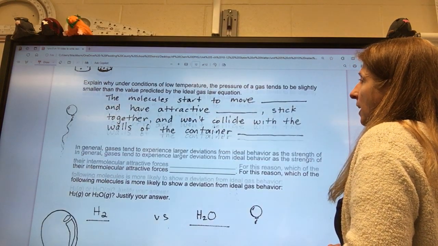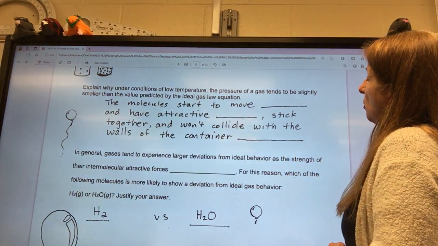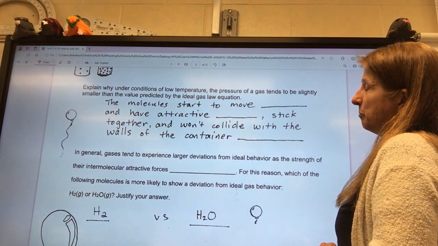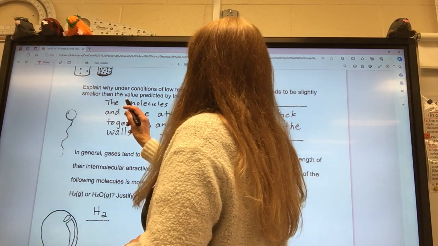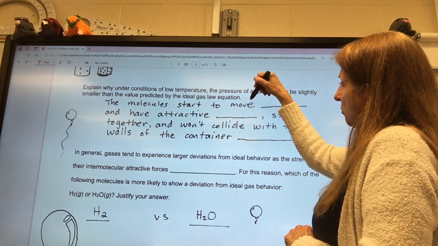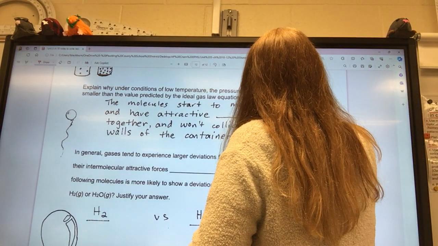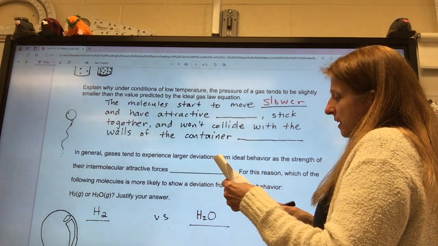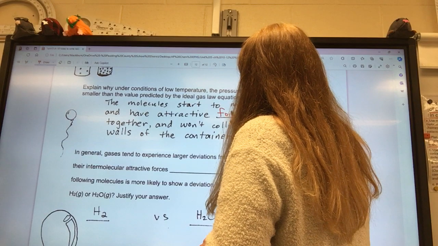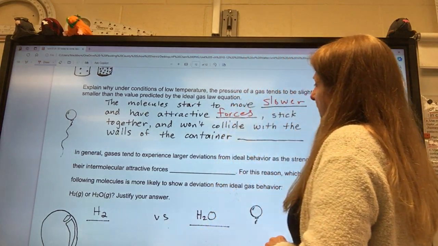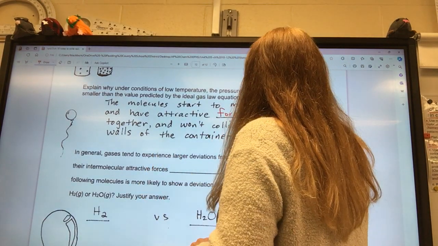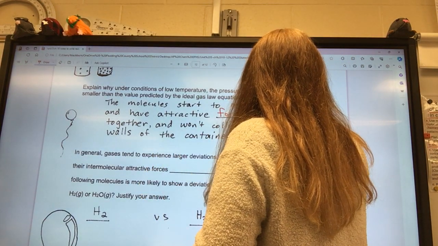Okay, next one. Explain why, under conditions of low temperature, the pressure of a gas tends to be slightly smaller than the value predicted by the ideal gas equation. So now it's very cold. The molecules start to move faster or slower if it's cold? Slower. And then, so now they start to go slow and have attractive forces. They stick together and they won't collide with the walls of the container as much. And so that makes less pressure.